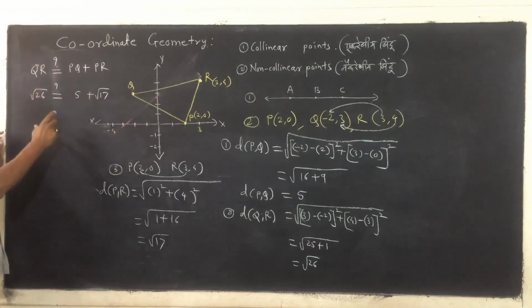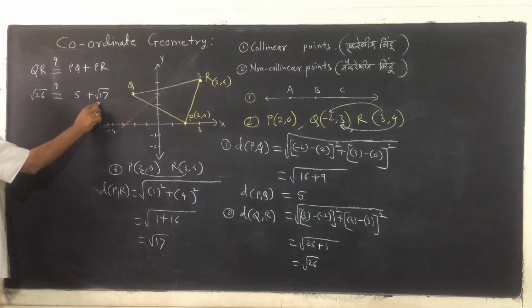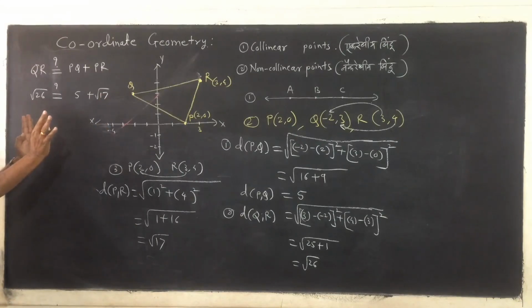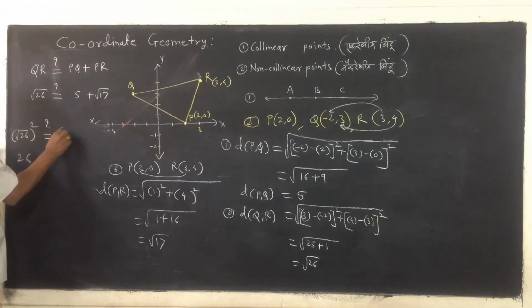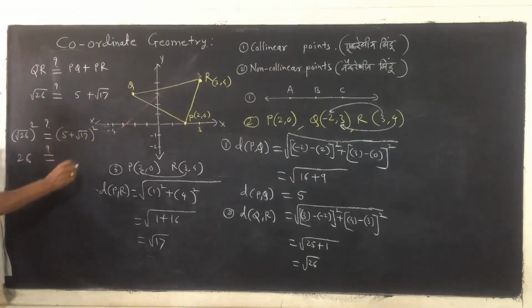So we cannot compare properly because you can see that this is under root 26 and this is 5 plus under root 17. So we are unable to compare them. For the comparison, take the square of the left hand side. The square of this side is 26. Now question mark. Take the square of the right hand side: 5 plus under root 17 bracket square. You know (a plus b) bracket square.